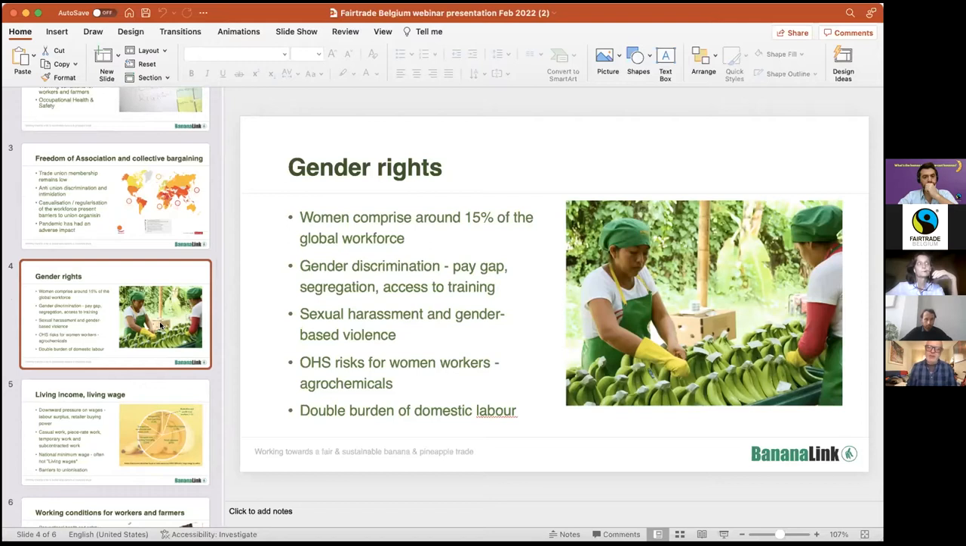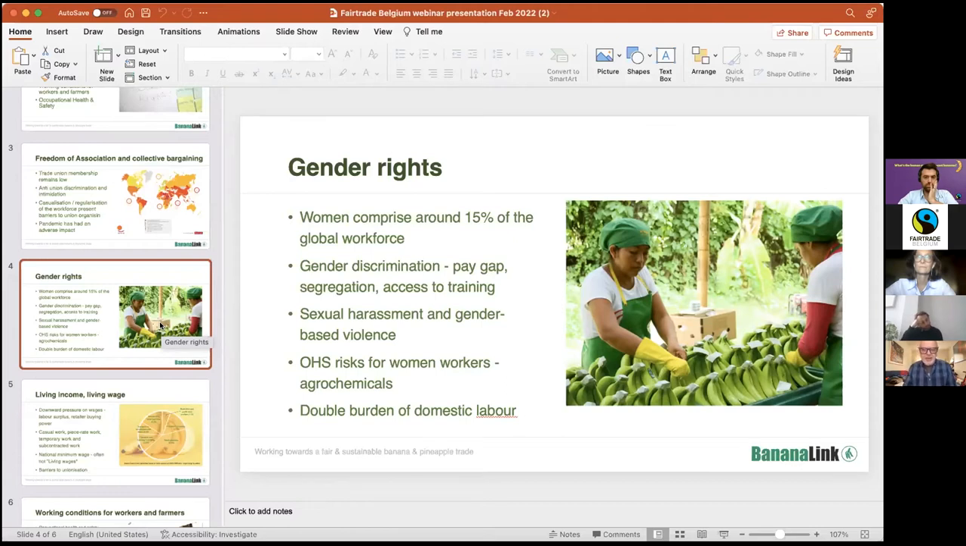Moving on to gender rights, women generally comprise a fairly small proportion of the workforce and are subject to discrimination in various different ways. As there is in many industries around the world, there is a gender pay gap, and partly that comes about because of the notion of traditional roles that women are given on plantations, which are the less physically demanding and the less physically risky tasks, which then obviously attract less pay.